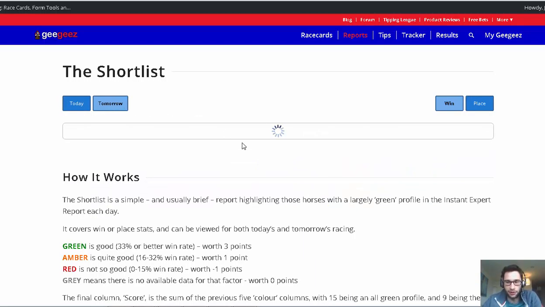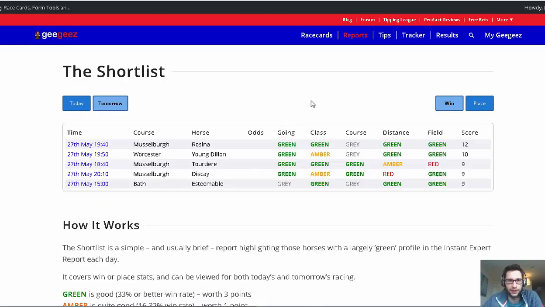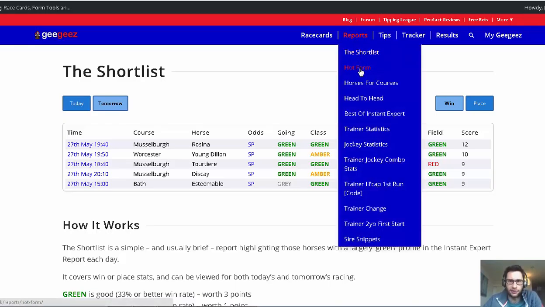Again, you can sort that by win and place. I mean, there's just a lot of different ways you can do different things. So you've got Rosina, Young Dylan, and I might use that as a starting point to then go back into all the reports. You've got Hot Form. I know I've mentioned this a couple of times on the blog actually.